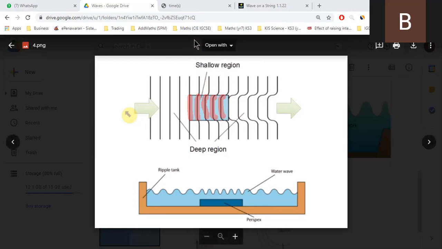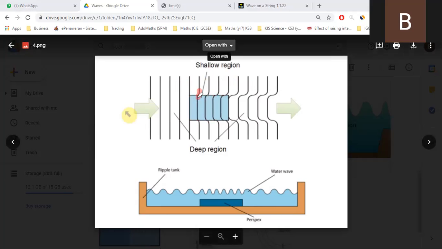Outside is just everything is normal. The wave that did not enter this region is going to behave normally, so it continues moving with the same speed and with the same wavelength. So why do you have this curve?